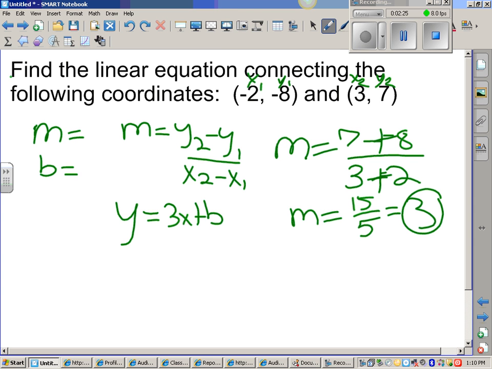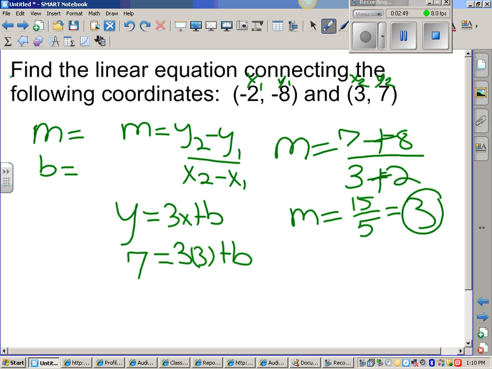Good, because if we want to solve for b, x and y have to go away. Where are we going to come up with an x and a y? You can use the two coordinates on top. Does it matter which one you use? No, not at all. Which one do you want to use, the negatives or the positives? The positives, because it's a little bit easier. So what are we going to plug in for y? 7 equals 3 times 3 plus b.